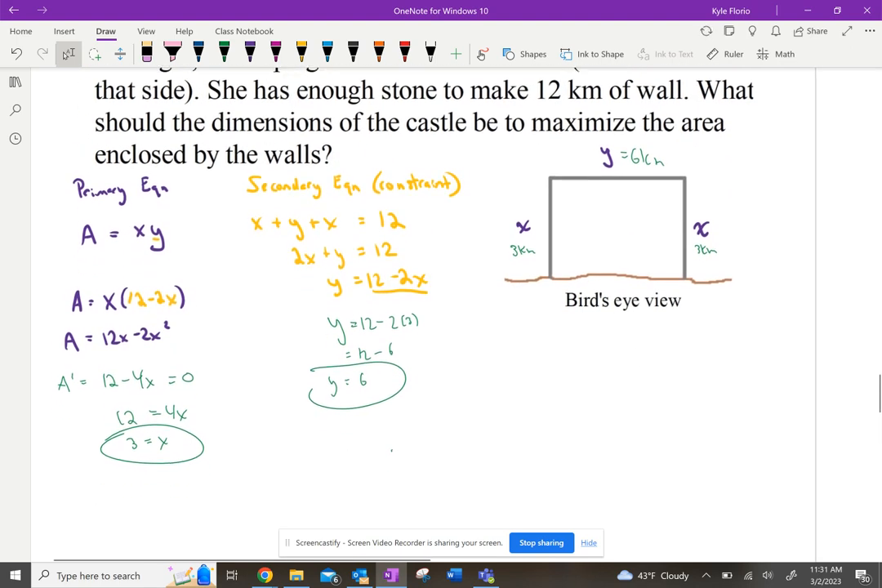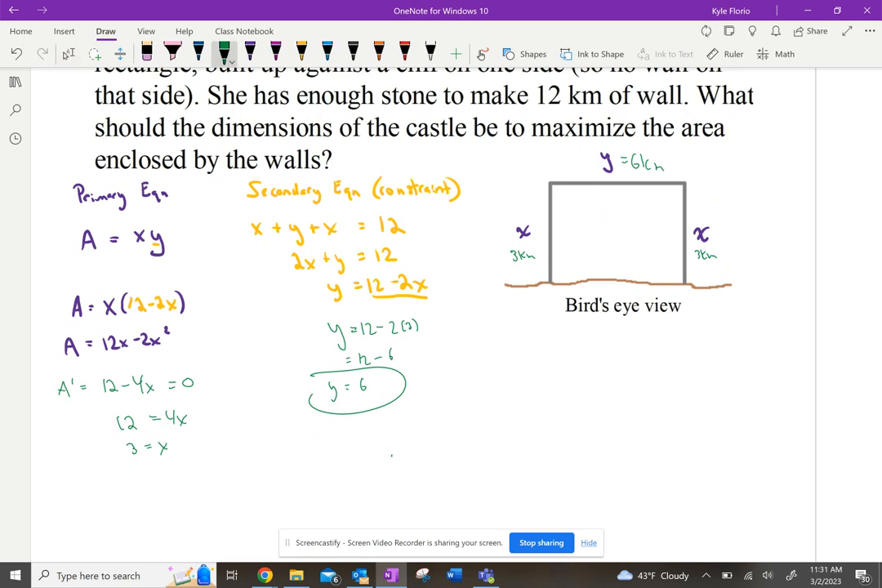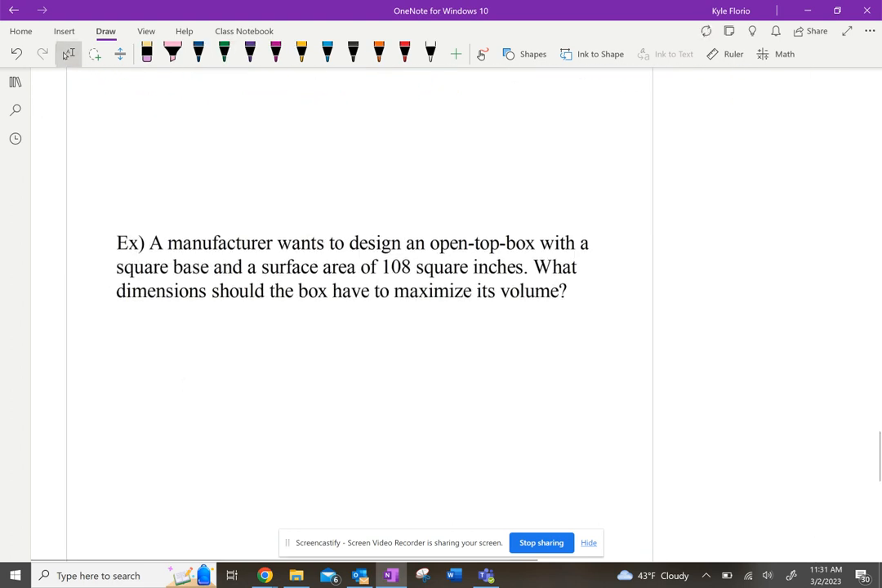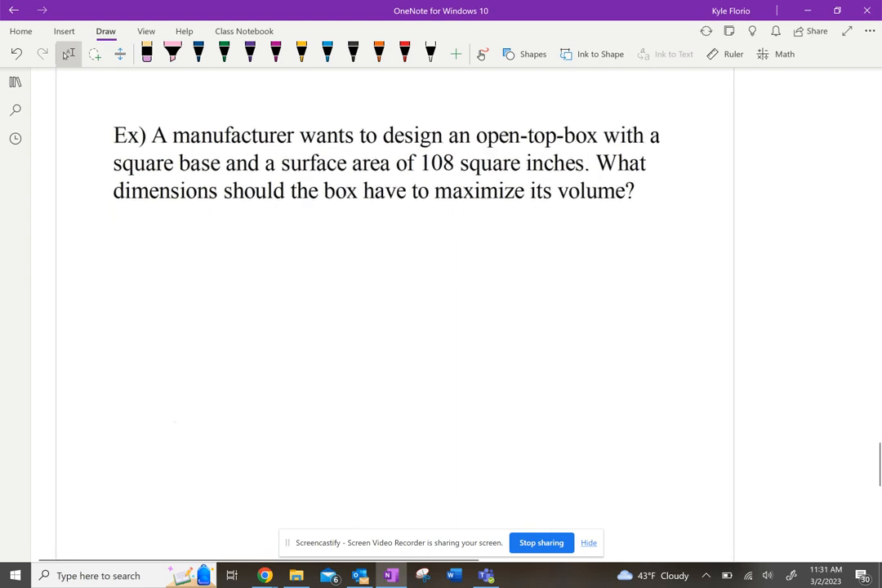And that's it. If I want to find out what the area would be, it's going to be 3 times 6 is 18, which it's not asking us to find. Oh, wait. We want to maximize the area. Yeah, so the dimensions should be 3 by 6, and the area is 18, but it just asks for the dimensions. All right. And looks like we got one more.